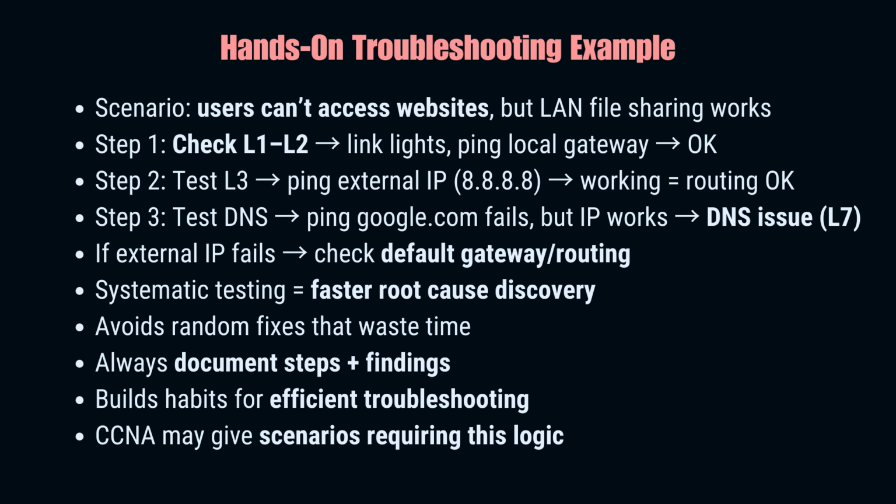If we can ping IP addresses but not host names like google.com, that's a DNS issue, application layer problem. If we can't ping external IPs but internal ping works, check the default gateway configuration or routing tables. This layered approach quickly isolates problems instead of randomly trying fixes. Document your testing steps. It helps identify patterns and prevent repeating the same tests.